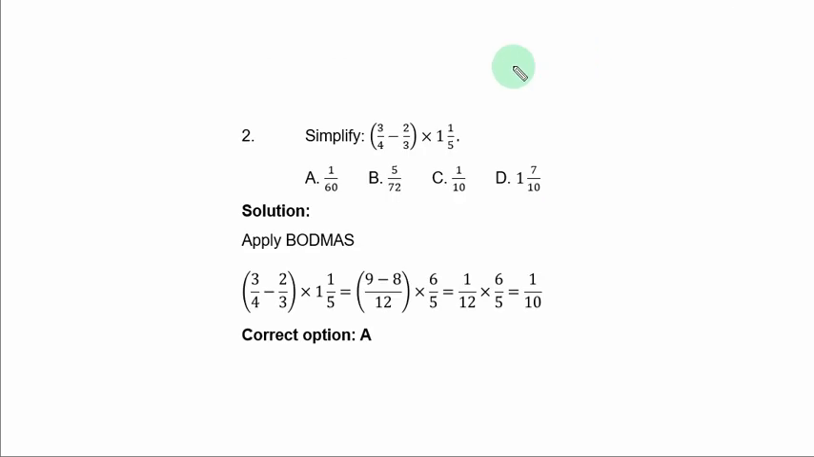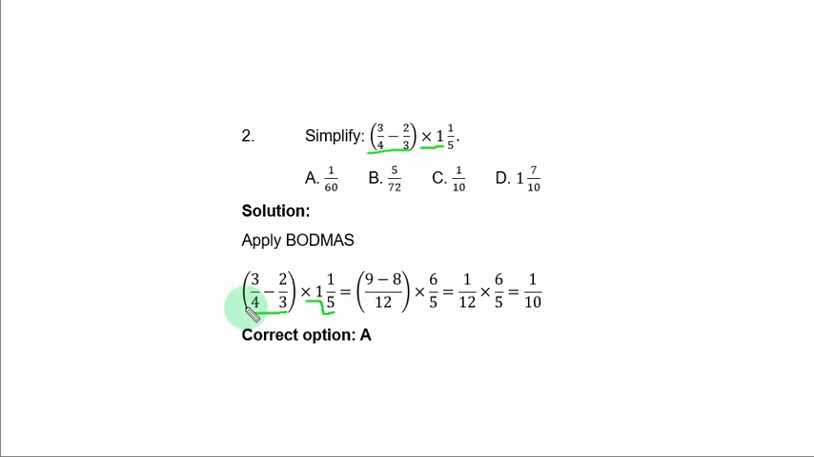Question 2. Simplify, bracket open, 3 over 4 times 2 minus 2 over 3, bracket close, times 1 whole number 1 over 5. Here you apply BODMAS. So you have to deal with the bracket first, but we're going to do two things as well. As the bracket is being simplified, we also convert this fraction to an improper fraction.